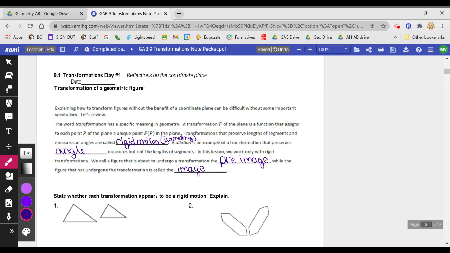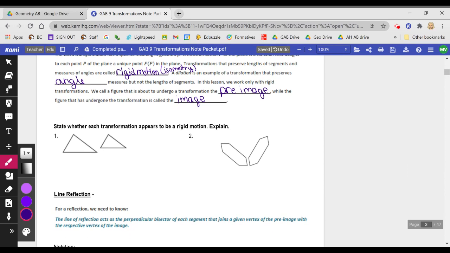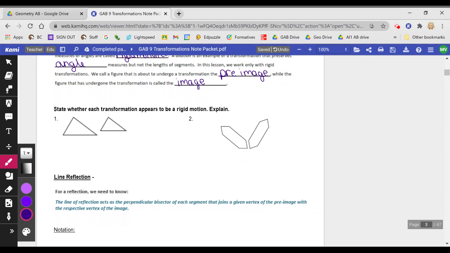So let's look at 1 and 2. State whether each transformation appears to be a rigid motion. So when I look at number 1, it changed size. So the answer is no. The size changed. Number 2 is yes. Same shape and size.